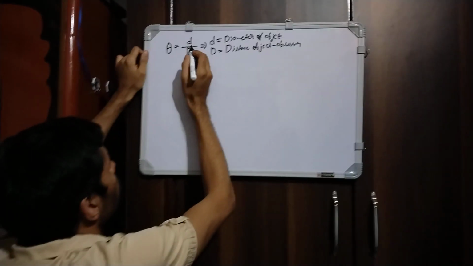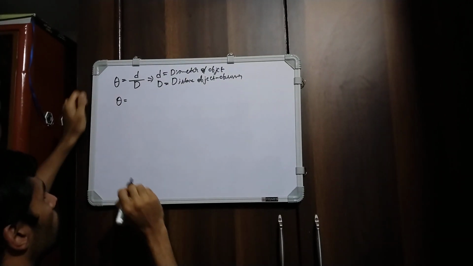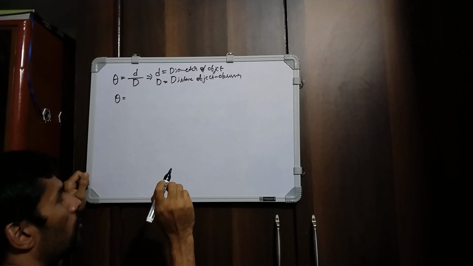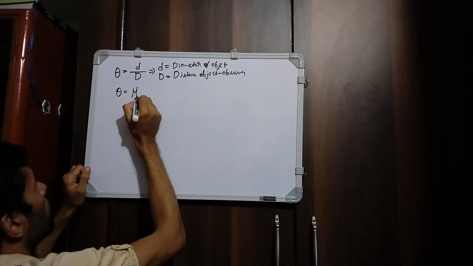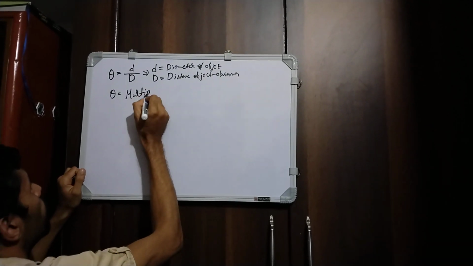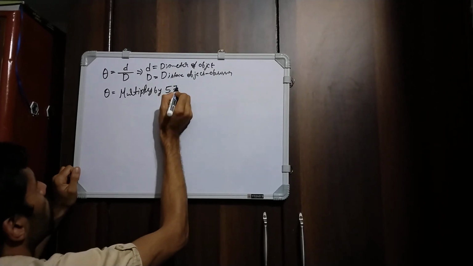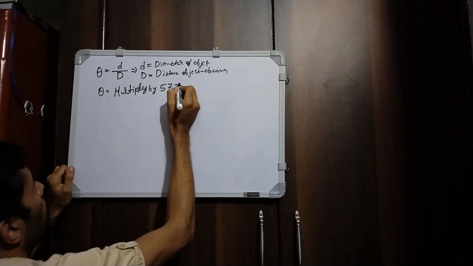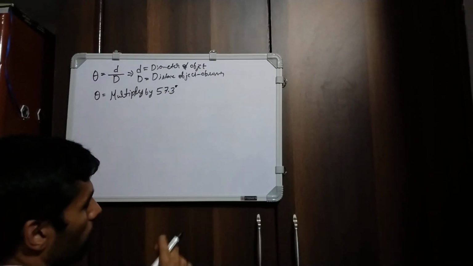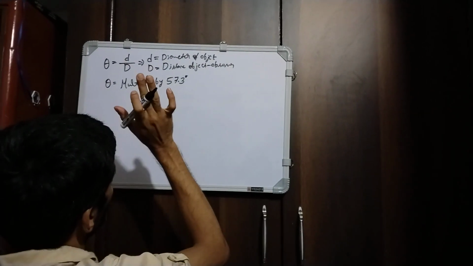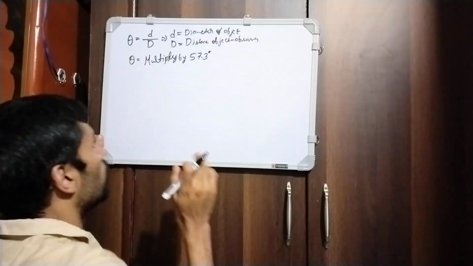Here this theta is measured in radians. Theta is equal to d by capital D, measured in radians, and in order to convert this radians into degrees we have to multiply it by 57.3, which gives you the angle in degrees approximately. Now let us see why we have to multiply this by 57.3. Before that we have to understand what a radian is.